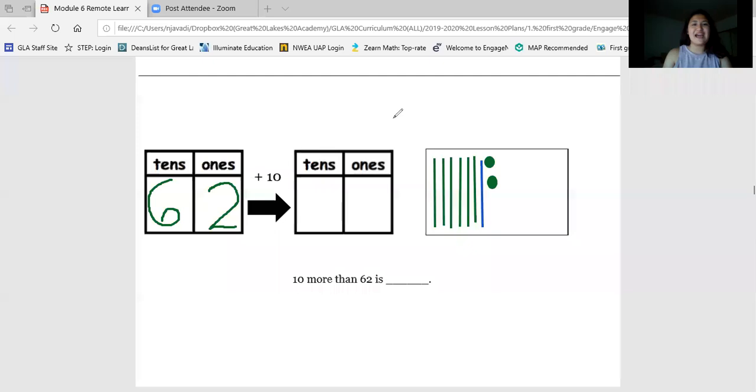Now let's try it if we add a 10 using our place value chart. I have 6 tens over here. 6 tens plus 1 ten is 7 tens. And our ones column does not change. We did not add any ones, so I'm not going to change anything in my ones column. It's going to stay the exact same. And over here, we got the same answer as when we counted over here. That tells me that 10 more than 62 is 72. Nice job. Let's keep going.